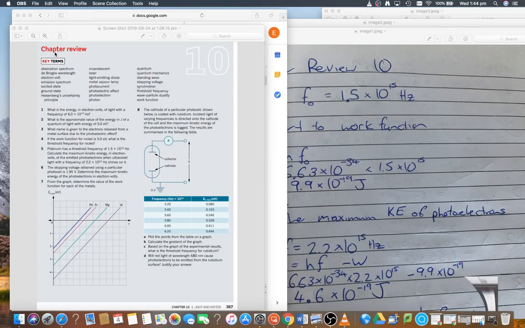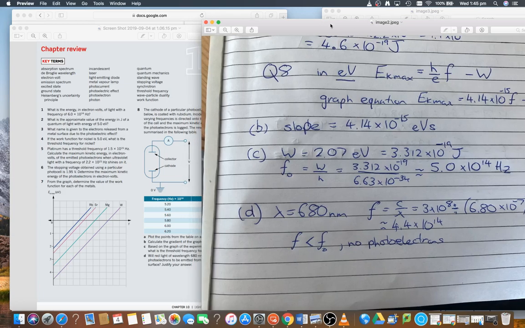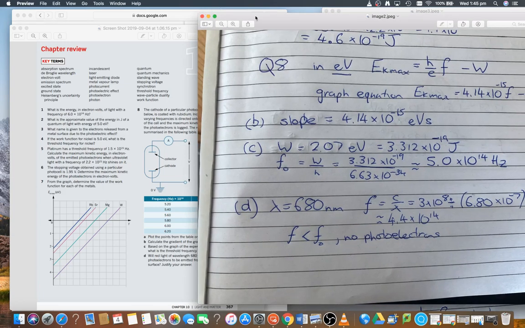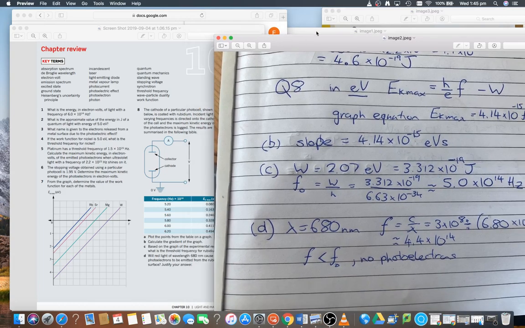Okay, in this video, I'm going to go through some of the chapter review questions for chapter 10. I'm skipping through some of them, which are things you can just read about, or they're very simple calculations. So I'm just going to do more of the problem solving exercises. So let's get my images in order.